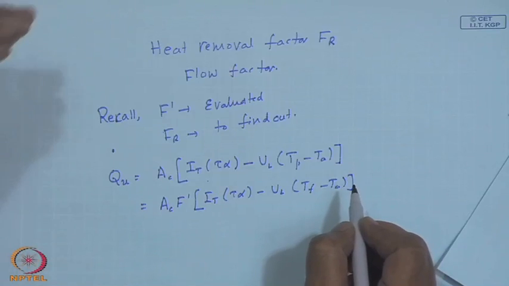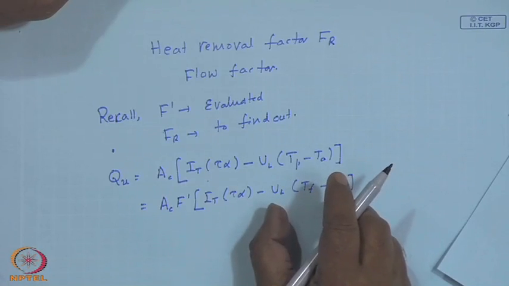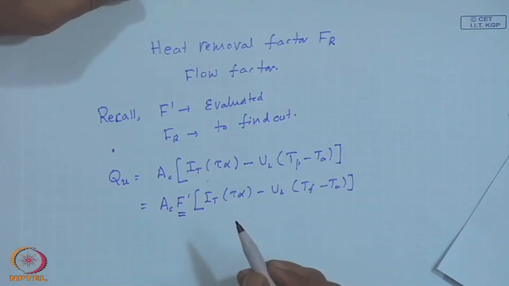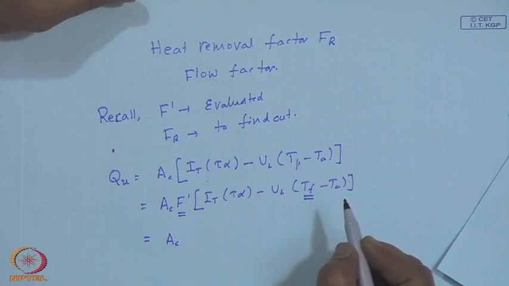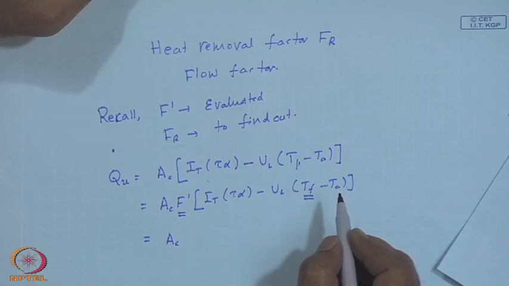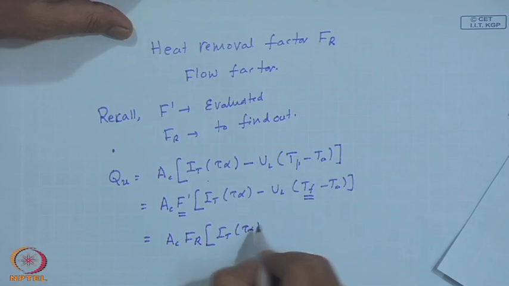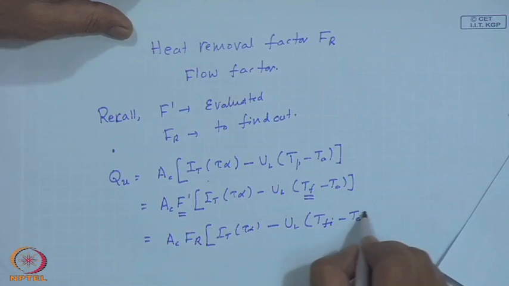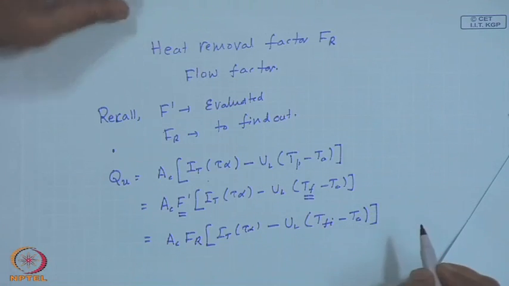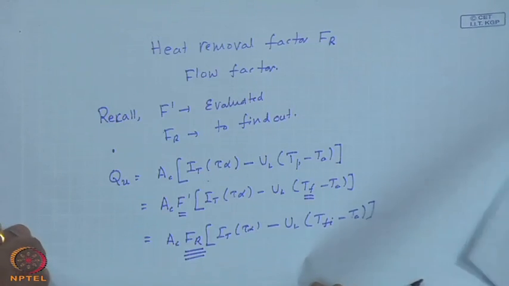That means, as if the losses are taking place from the fluid temperature rather than the plate temperature. To compensate this underestimation, we have put a factor F dash, which will be less than 1. Subsequently, we saw even the uncertainty of this T f, whether it is the mean temperature or the temperature of the fluid at a mean location. A heat removal factor F r has been introduced. The minimum possible loss from the collector will be at the minimum temperature T f i. So, you compensate by again a second factor, the heat removal factor F r.